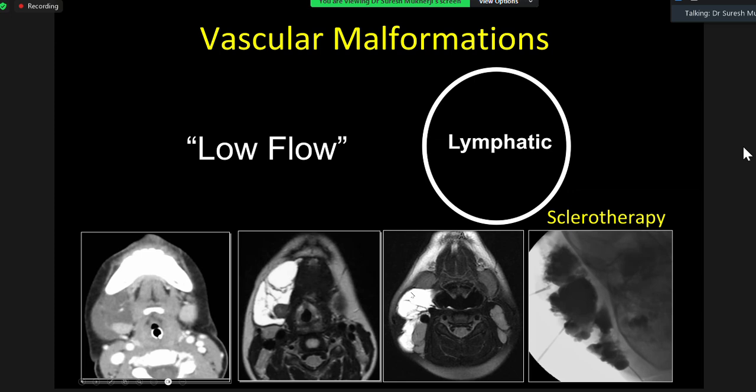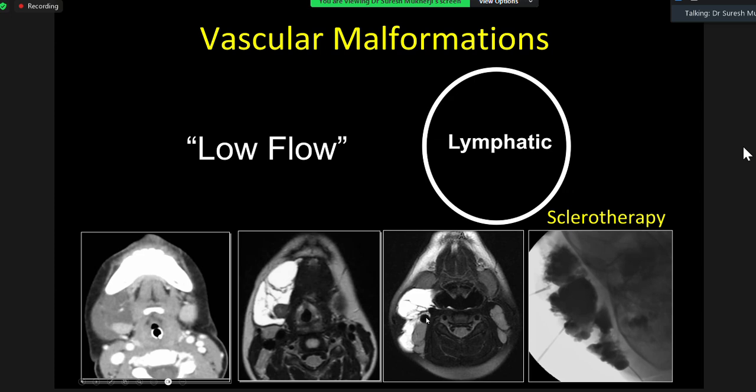Now, because there's no enhancement, right? There's no diffuse enhancement like we saw in a hemangioma. And when we look at the T2 weighted images, just like in hemangioma, it was high signal. But notice how there's no enhancement and no flow voids. This indicates that this is a low flow lesion.